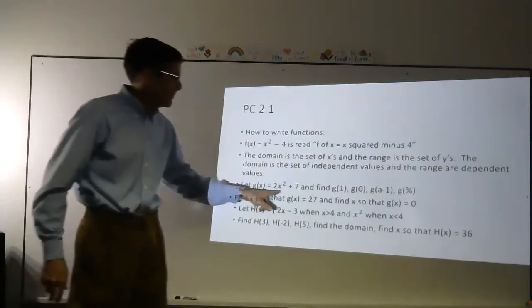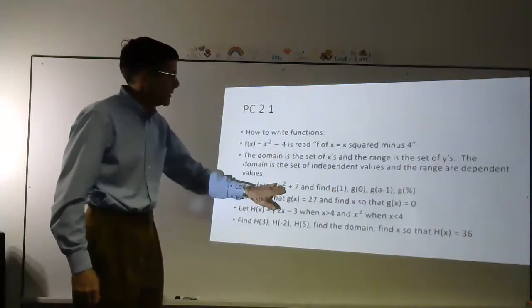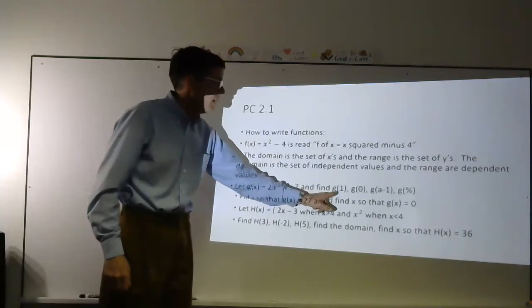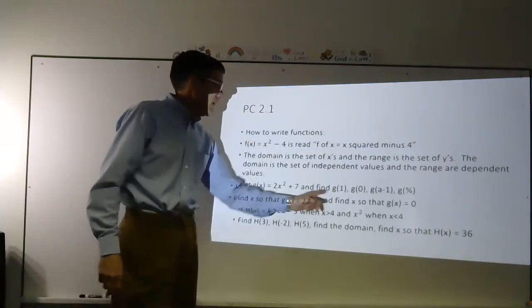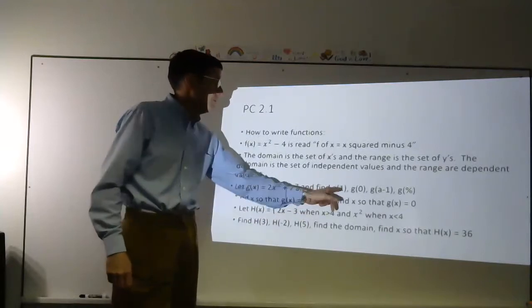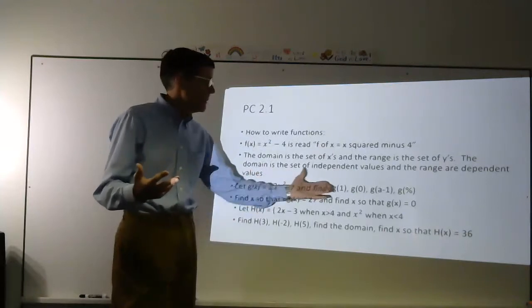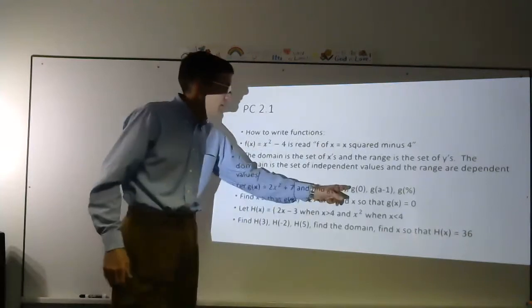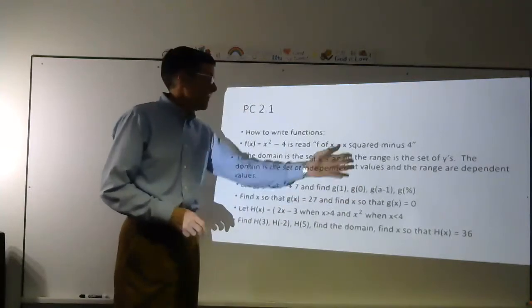Now, notice this, the way you write this. Here we read this, g of x is 2x squared plus 7. If I want you to find g of 1, that is saying, find what this is equal to when x is 1. Much nicer to write. It's a nice shorthand way of writing that. Find what this is equal to when x is equal to 0, and so on out through here.